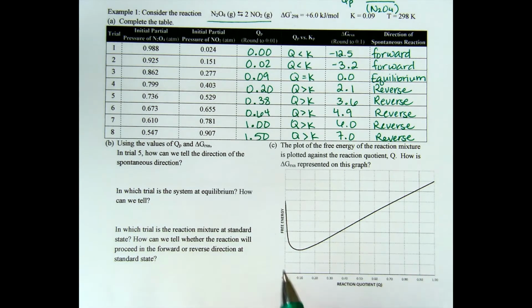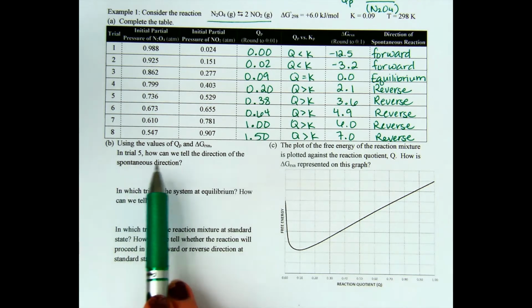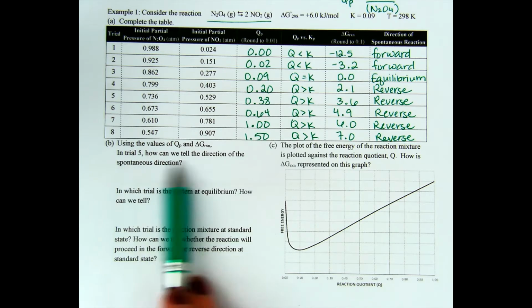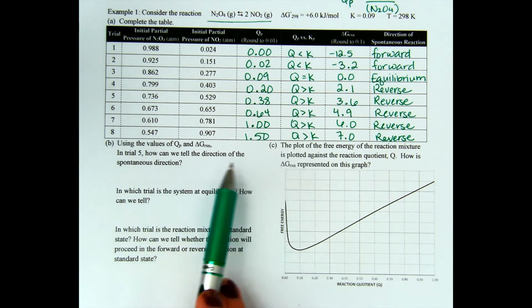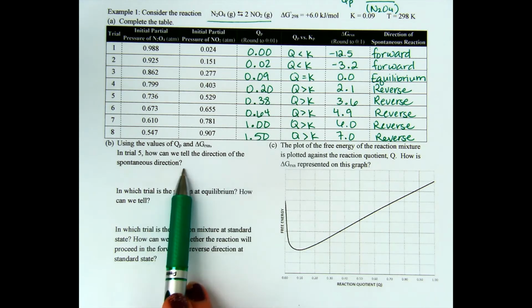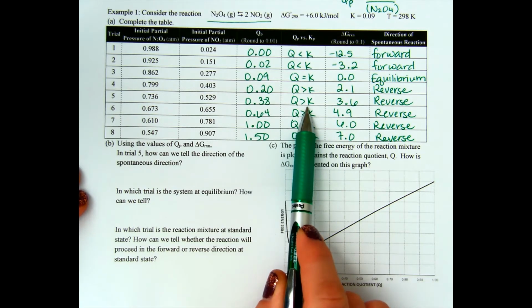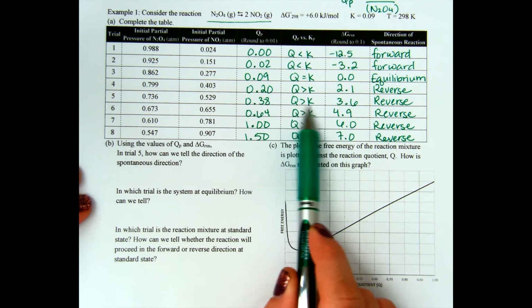Now, let's take a look at part B. Using the values of Q and delta G reaction in trial 5, how can we tell the direction of the spontaneous reaction? If we look at trial 5 and go all the way across, we look at Q. If Q is greater than K, that means it's going to be reverse, right? We're going in the reverse direction.